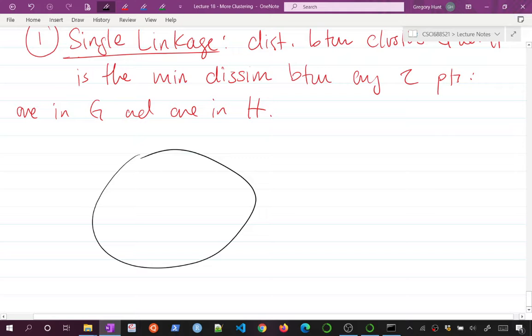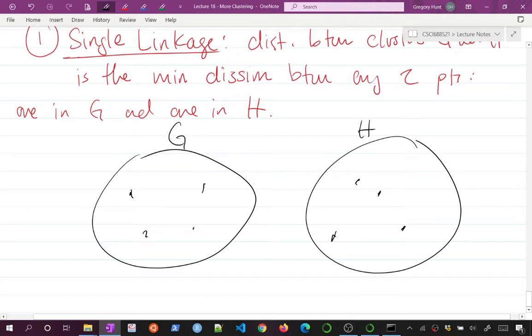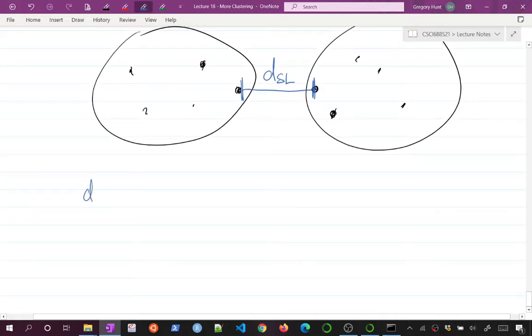So again, we can visualize this as distances. Here are my two clusters, maybe, and these are my points here. This is my cluster G and this is my cluster H. Single linkage just says, I'm going to look at all pairwise distances, and the closest distance is the distance between my clusters, the similarity between my clusters. So maybe, to make it obvious, it's something like this, and there's a point here like this. So this is going to be my single linkage distance, distance SL. And you can, of course, write it out mathematically.